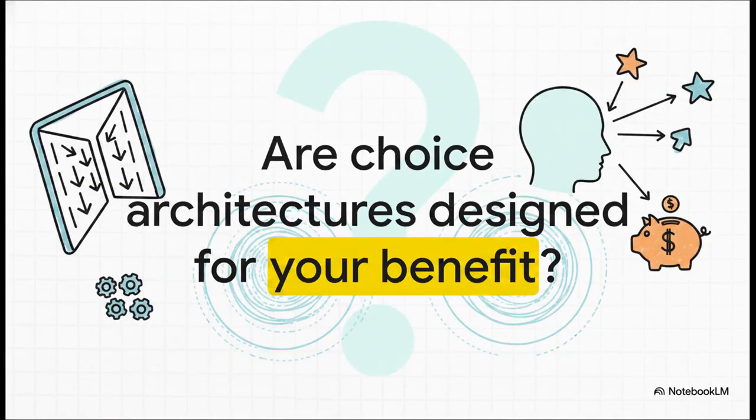Knowing that there is no neutral choice architecture, knowing that every single default, every interface, and every algorithm is predictably shaping your behavior, we are left with a really urgent question. Are the algorithmic and institutional choice architectures you live within designed for your benefit or for the architects?